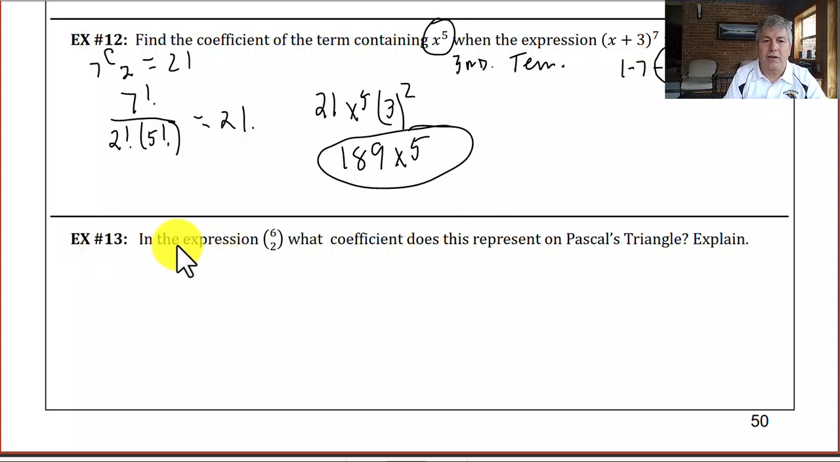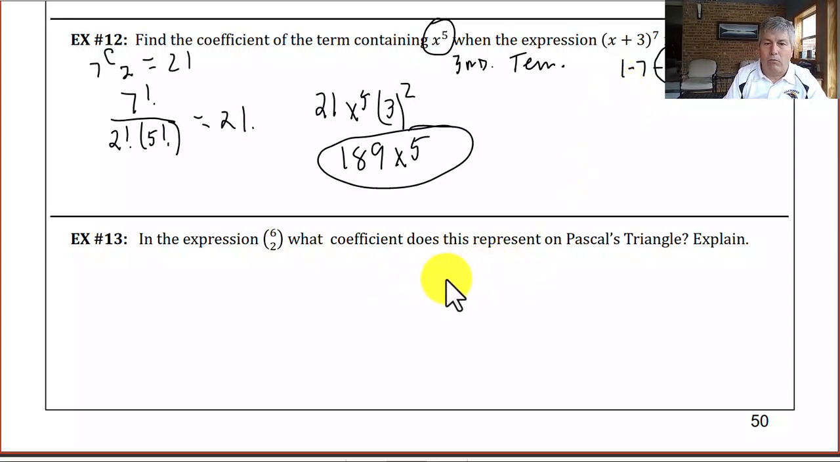And in example 13, in the expression 6 choose 2, what coefficient does this represent in Pascal's triangle? Well, we had 7 choose 2 when we had something to the 7th, so this would be our 7th row, and 2 was our third term in our binomial expansion, but it represents the second coefficient in Pascal's triangle of row 6. Apparently in Pascal's triangle, we don't count the 1. The 1 is like the 0 coefficient.